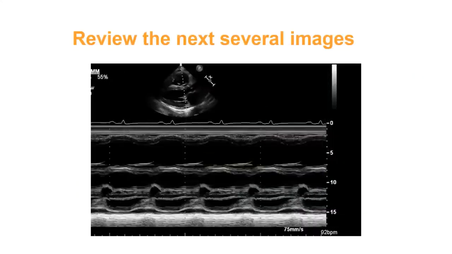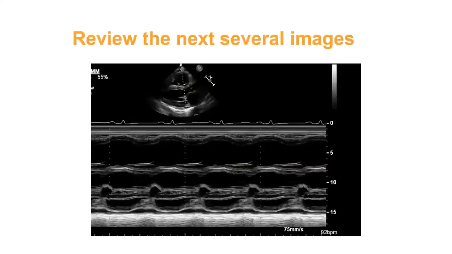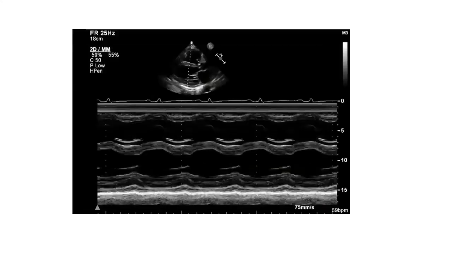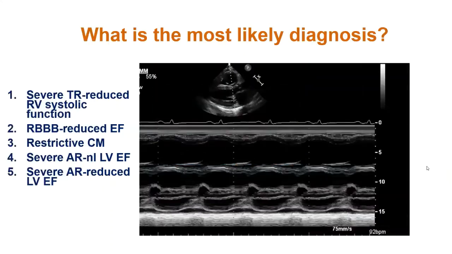Let's move on ahead. Take a look at these next images, which will review some of the things that we've already talked about. M-mode through the mitral valve, M-mode through the left ventricle, continuous wave Doppler in the left ventricular outflow tract, CW, systole, diastole. What's the diagnosis?